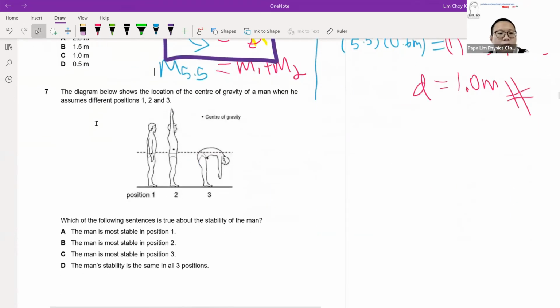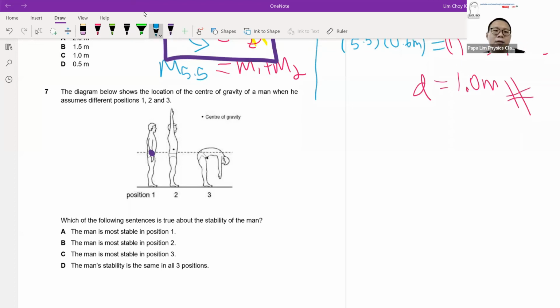Question 7, the CG of the object. CG is the center of mass, the point whereby all the mass in the body is equally distributed. For example, for position 1, the CG will be at the center, represented by the dotted line. When we say it's the center, it doesn't mean it's half. It doesn't mean half.